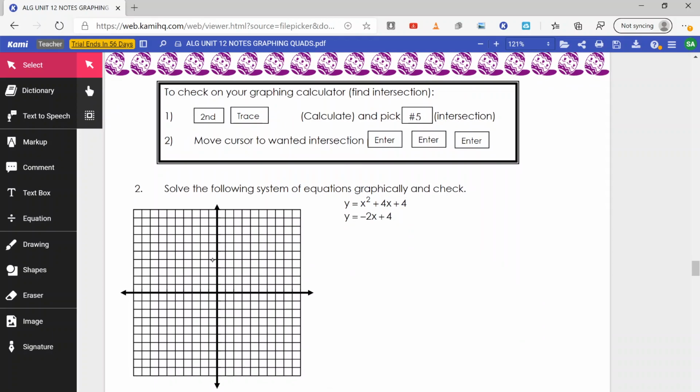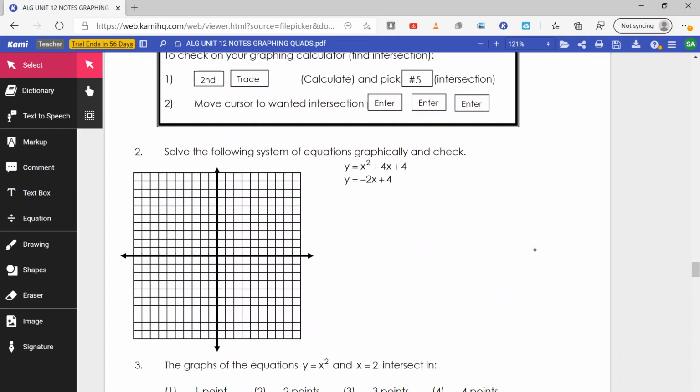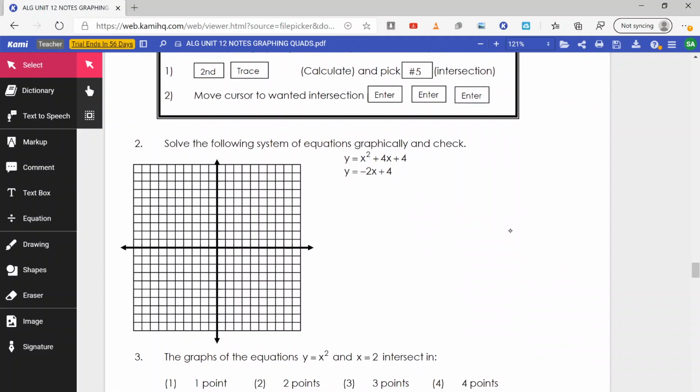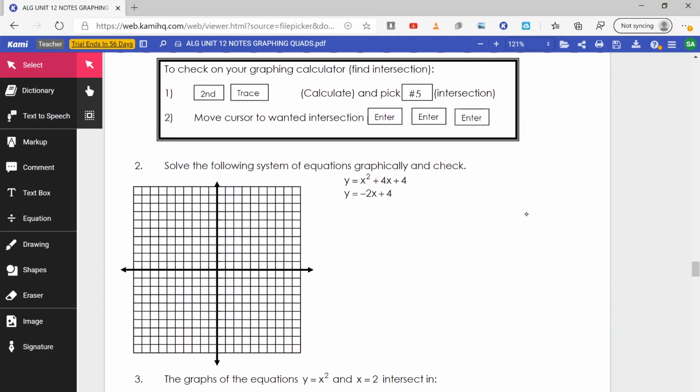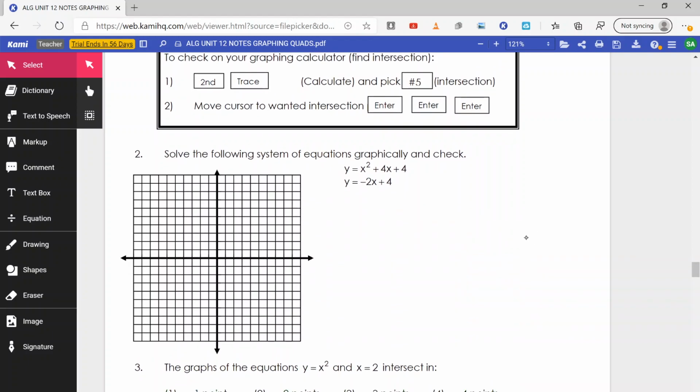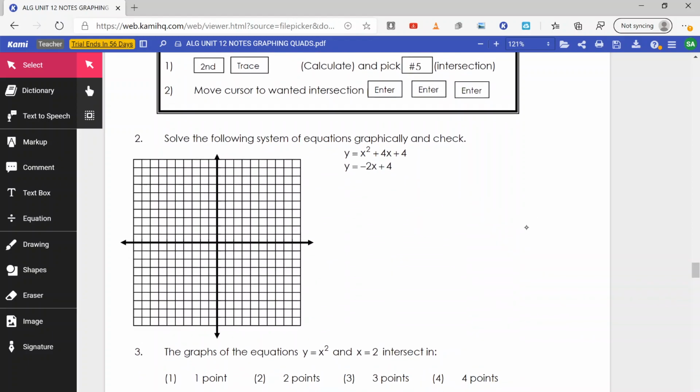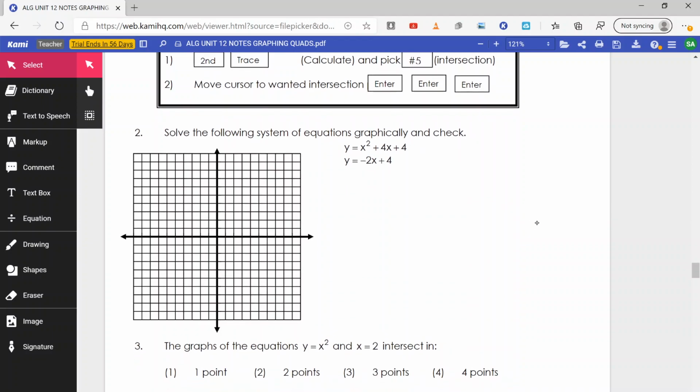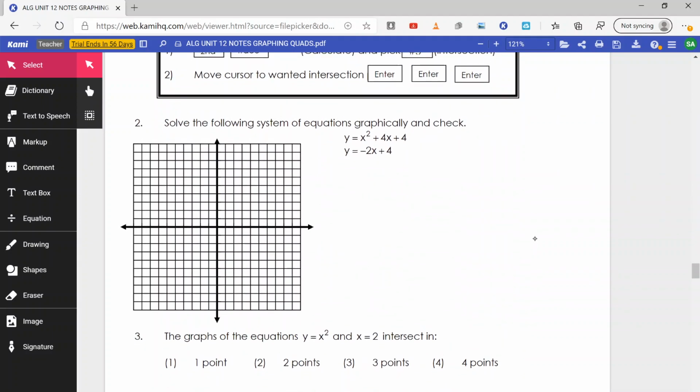Now, if we want to truly check, sometimes we don't have nice intersections, we can use this method, second trace, and I'll show you with this second particular problem. And it's kind of wonky, so if you haven't seen it before, you're going to be slightly confused. Basically, it's just hitting a bunch of buttons, and you get the point of intersection from your calculator.